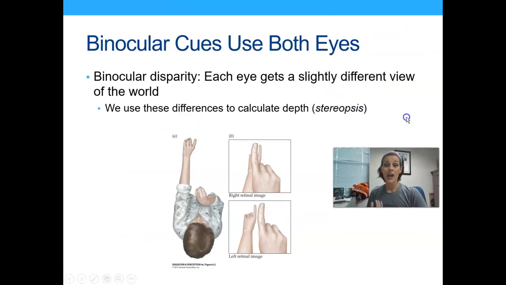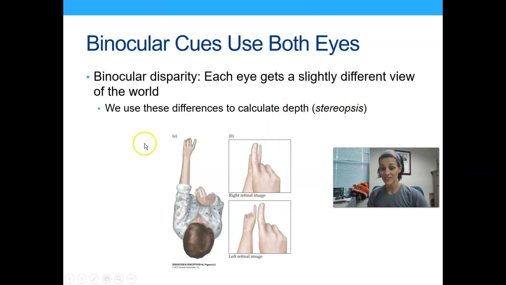Binocular cues basically use both eyes. Each eye occupies a slightly different view because they are in slightly different places in your head. So this is what is known as binocular disparity. Each of your eyes is looking at a slightly different thing, and we use the differences between our eyes to help calculate depth. Being able to do this is what is known as stereopsis or stereo vision.